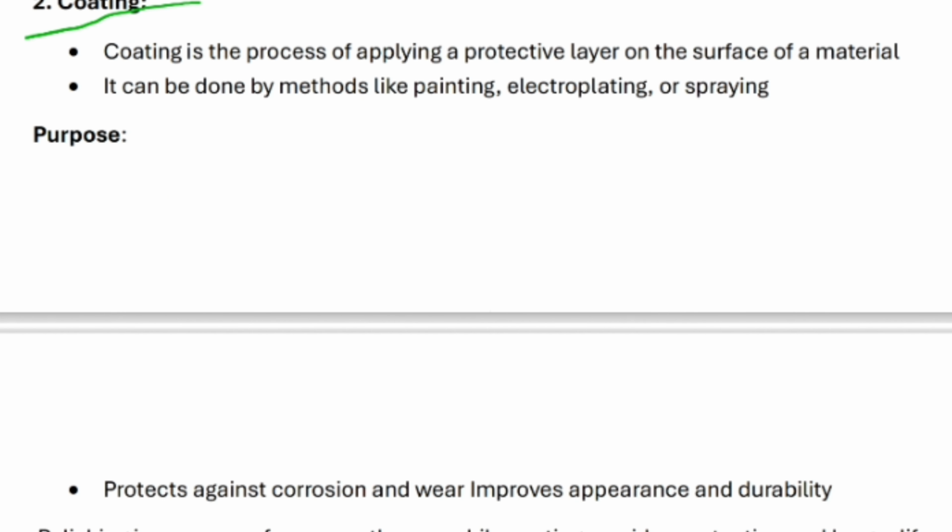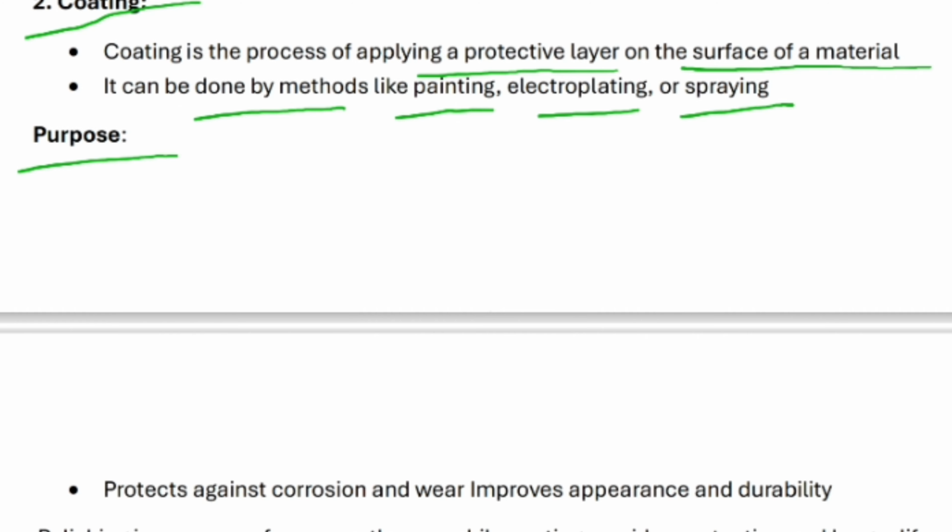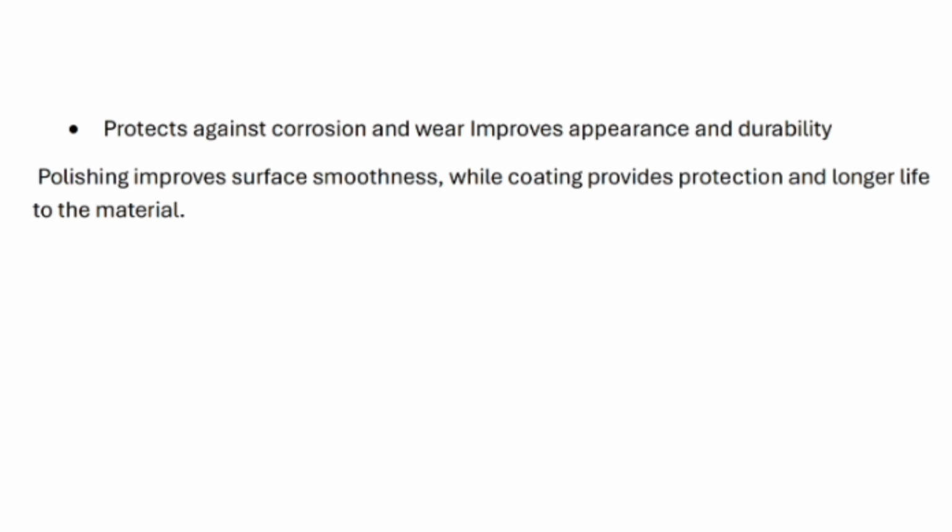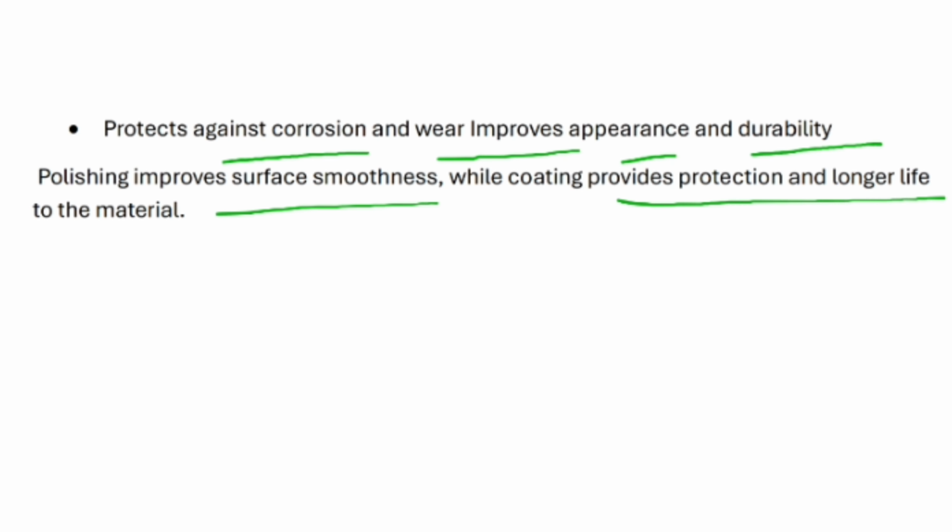Next is coating. Coating is a process of applying a protective layer on the surface of the material. It can be done by methods of painting, electroplating and spraying. So what is the purpose of coating? To protect against corrosion and wear, and improve appearance and durability. So polishing improves the surface smoothness, while coating provides protection and a longer life for the material.